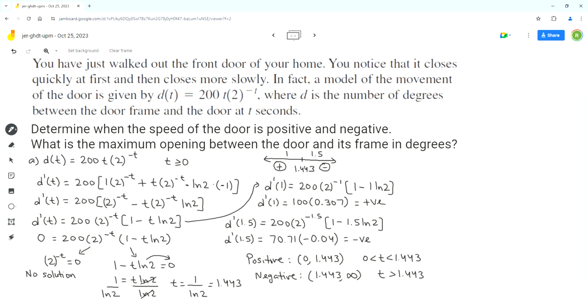Now we can analyze the second part. What is the maximum opening between the door and its frame in degrees? Now the critical number that we just found represents a local maximum because the function is increasing on its left side because the first derivative is positive, and the function is decreasing on the right side of the critical number. So that's our first observation.